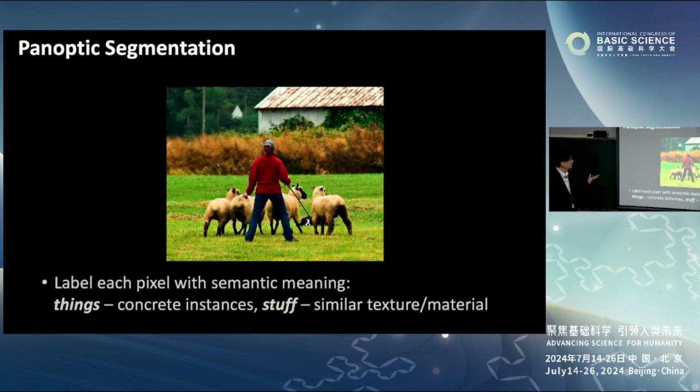More specifically, in panoptic segmentation, if you're familiar with this, if you use existing panoptic segmentation, you can label each pixel with so-called things and stuff. Things are more like objects that you can count, like shapes or humans. Stuff is more like something that you cannot count, or abstract, which has similar texture or material. So you use panoptic segmentation to first of all label each pixel.